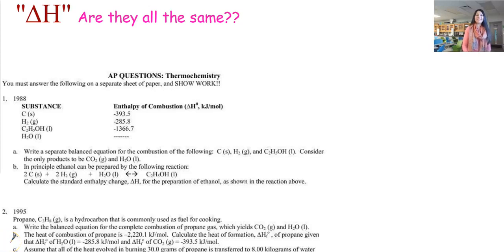Hello, everyone. This is going to be just a quick little run through of some of the AP Thermo questions. Thermo happens to be something that appears almost every single year on the AP exam. The questions are not difficult.